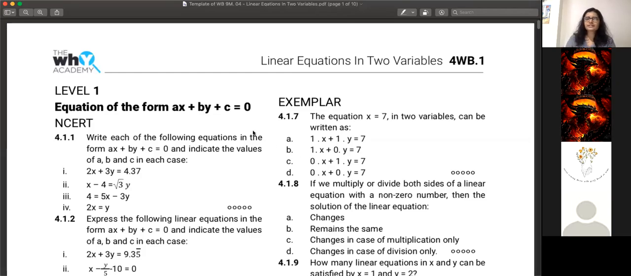So, linear equations in two variables basics. You guys are familiar with it. An equation means there should be an equality sign. You have an LHS and an RHS, and there should be two variables. So you have x and y, two variables. Usually they're of the form ax plus by plus c equal to 0.